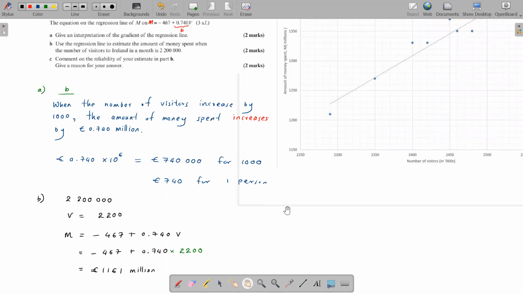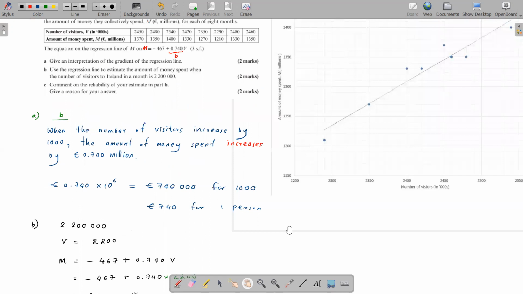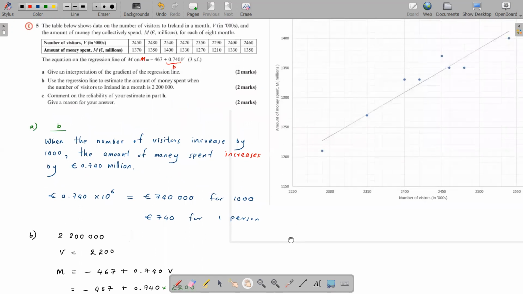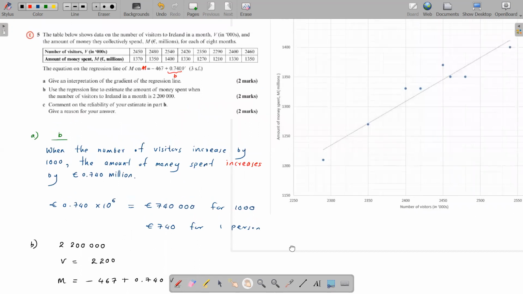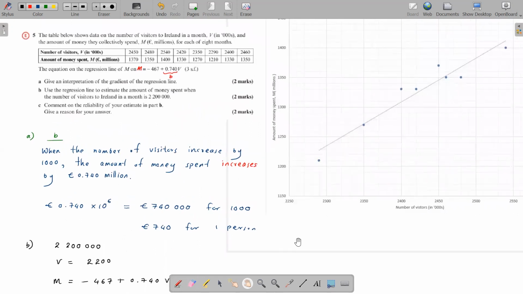Okay, then in part C, they say comment on the reliability of your estimate in part B, give a reason for your answer. Okay, so once again, we've explained this now in the previous question as well. How do you check if your answer is reliable? How do you know your Y value, the answer I got now, that 1161 million euros, is an answer that I can rely on? How do we know that?